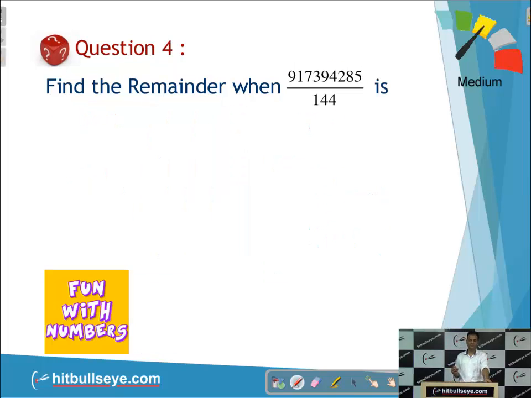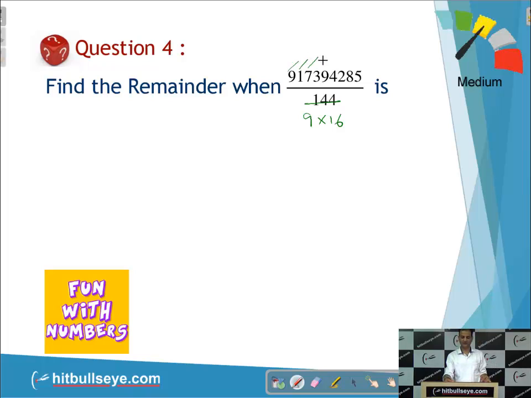Now next question, find the remainder when 917394285 is divided by 144. Again break this number into two parts which should be co-prime. 9 into 16 is 144, and 9 and 16 are co-prime. Both the numbers are natural composite numbers, but again if you say 9 and 16, HCF should be 1. Common factor is 1. And what is check of 9? We have already done. You will do addition.